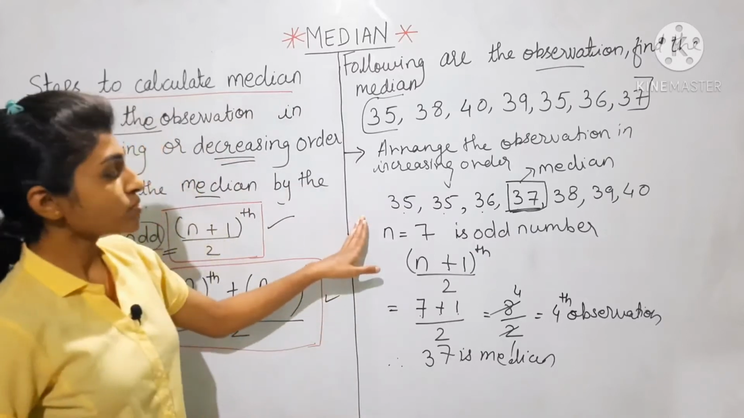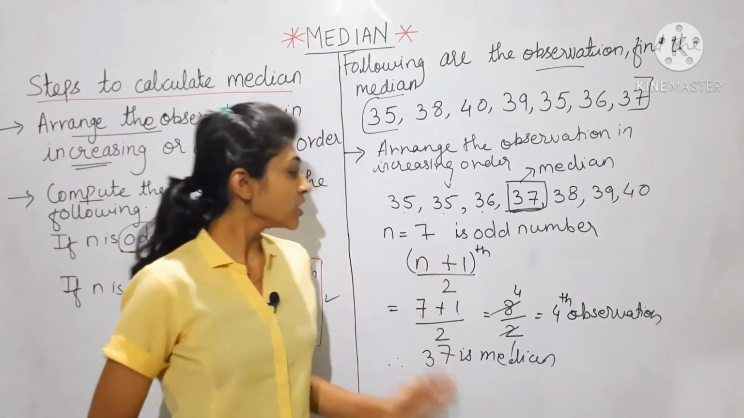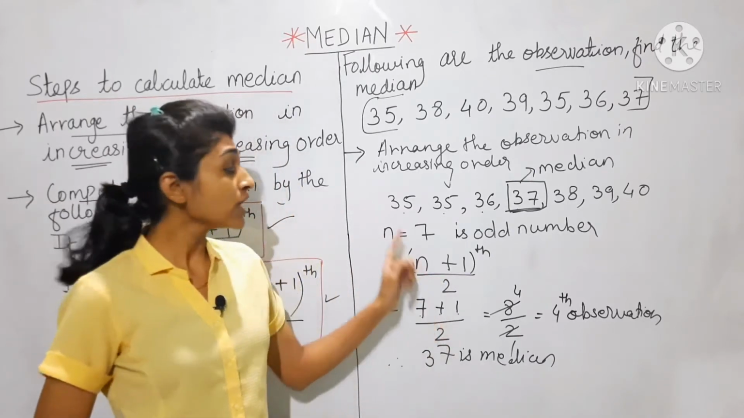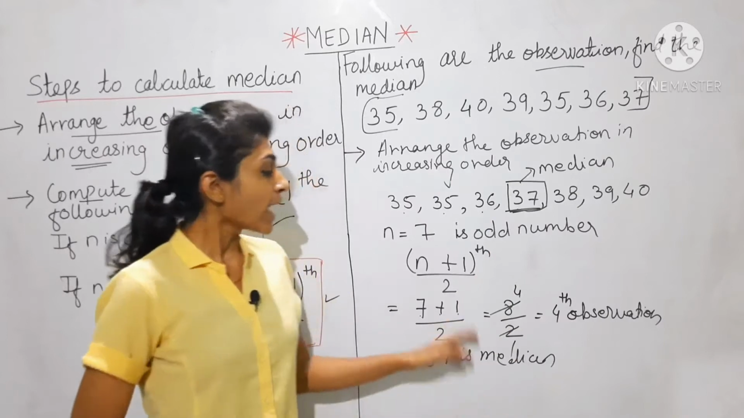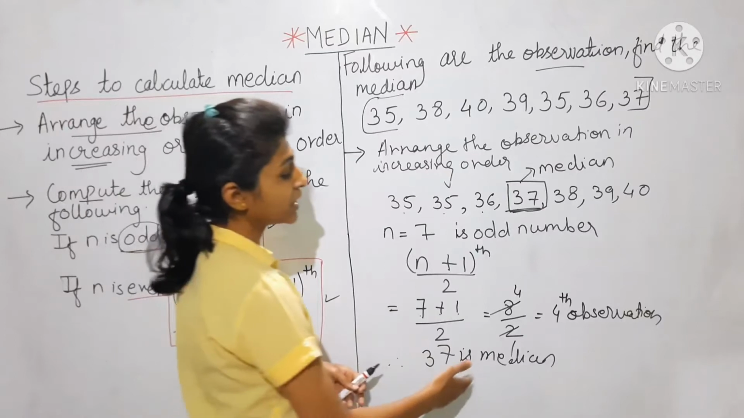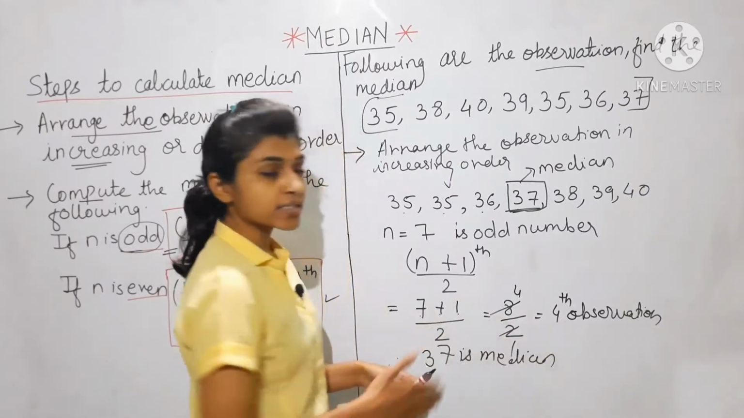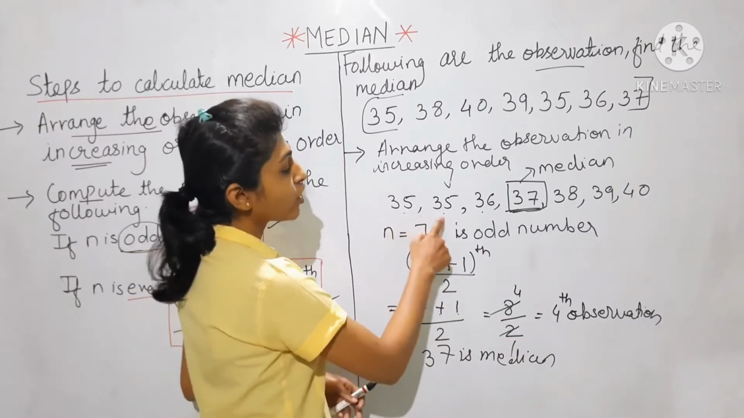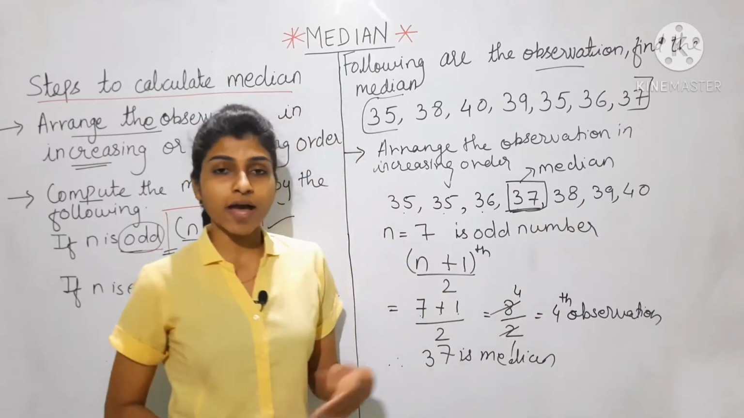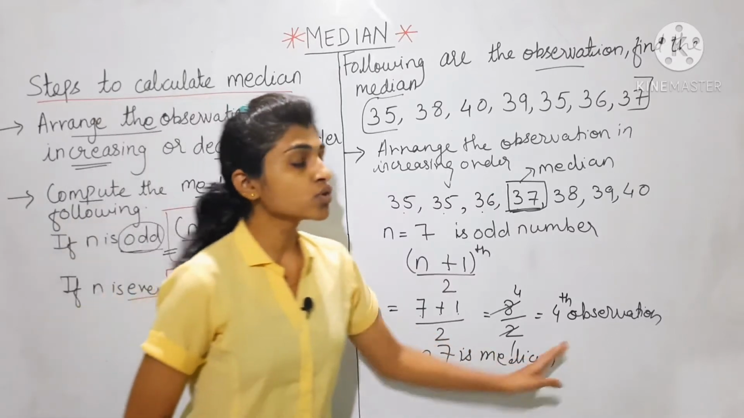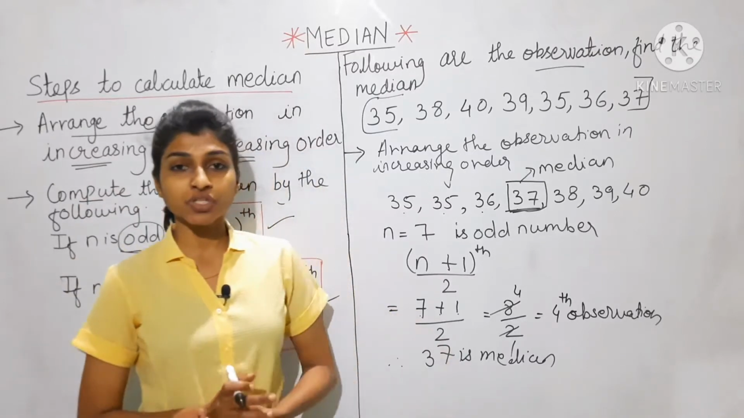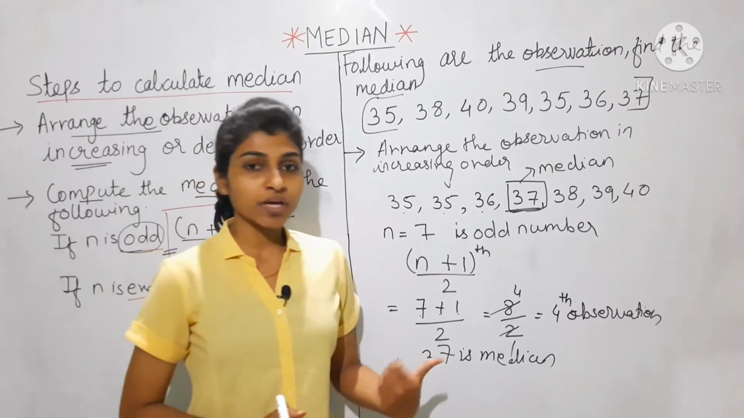Okay, so this observation was for odd number. So in this way you have to calculate a median for individual observation if the observation is odd number. And whatever TH means, the fourth observation, suppose third observation, or if we got the second observation, then second observation means 35 will be the median, or sixth observation, whatever as per the example. So in this way you have to calculate median. Now next we'll see one example if the observation is even number. In the meantime, copy down the examples.